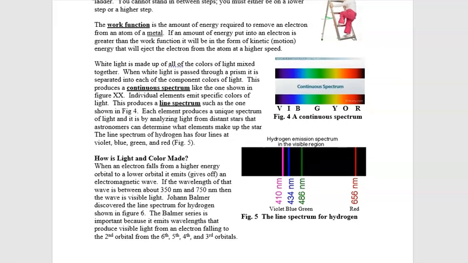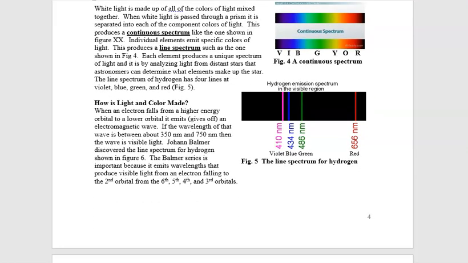All right, now let's talk about the spectrum that we were looking at down there at the bottom of these notes. White light is made up of all the colors of light mixed together. When white light is passed through a prism, it is separated into each of the component colors of light. This produces a continuous spectrum like the one shown in figure 4, the one over to the right. That's a continuous spectrum. It's the one you were looking at before. Now, that's when you have a lot of different atoms involved in producing the light.